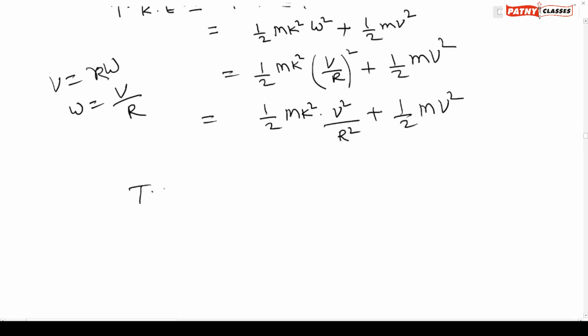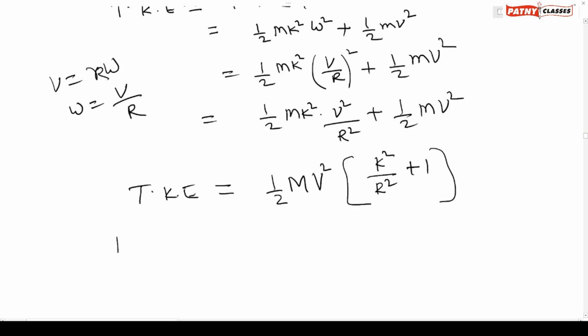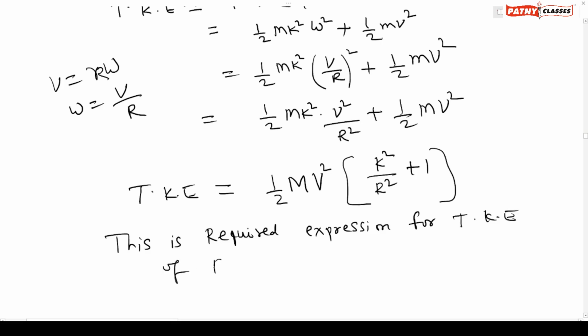So the total kinetic energy of a rolling body equals half M v square taken common, then what is left here is k square upon r square plus 1. So this is the required expression for the total kinetic energy of a rolling body.